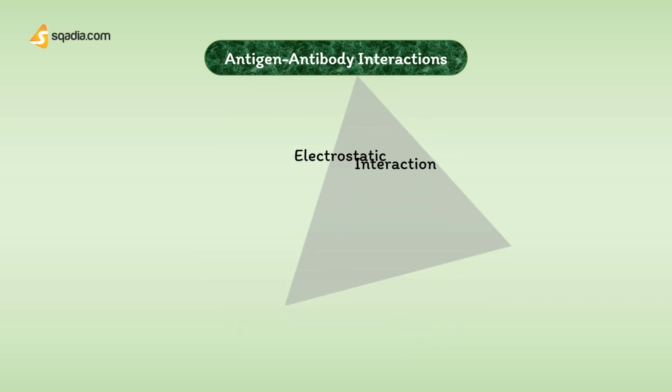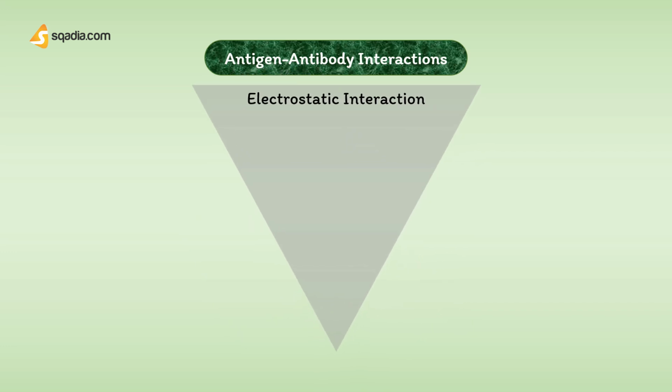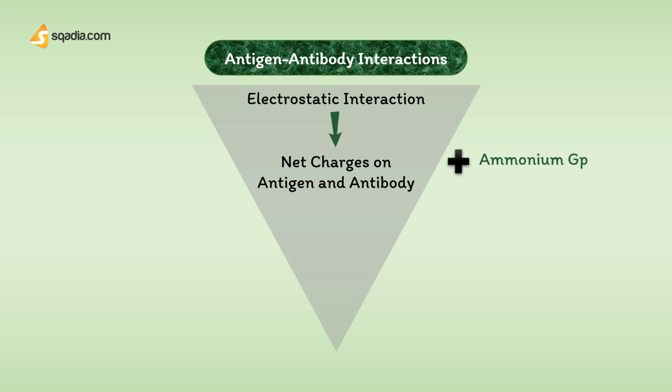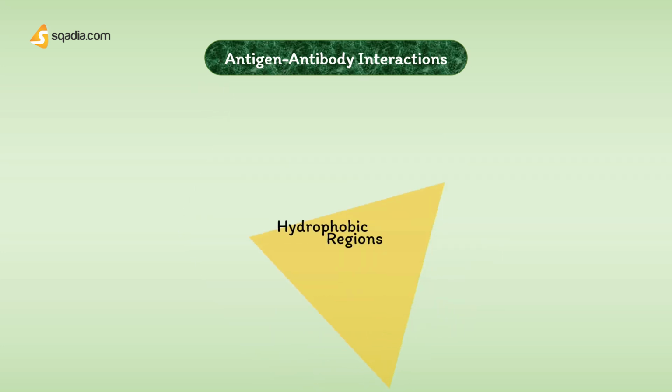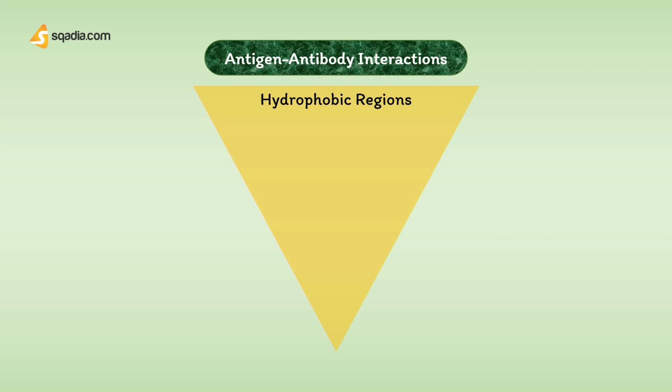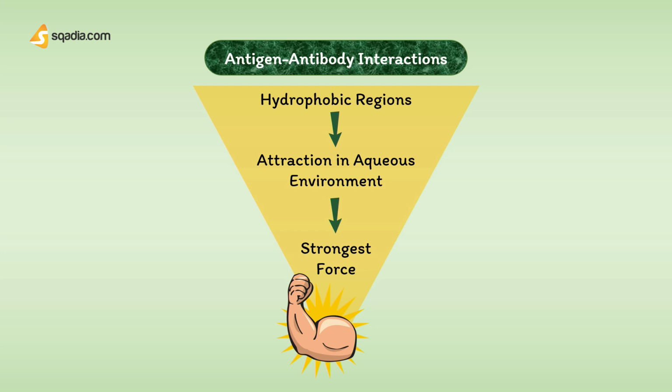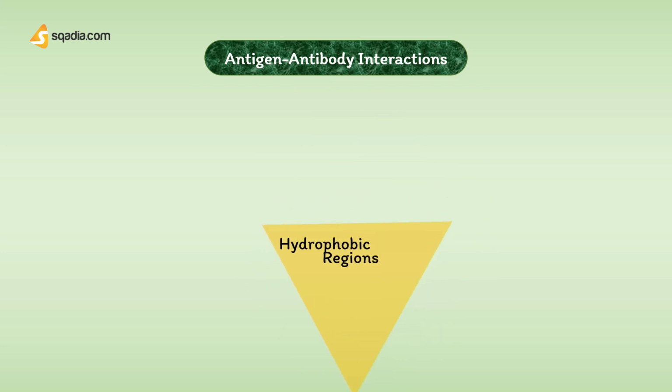When talking about the electrostatic interactions, they are between parts of an antibody and antigen molecule with a net opposite charge on both of them. The positively charged is the ammonium group and the negatively charged is the carboxyl group, and they are the strongest forces between them. Talking about the hydrophobic region interactions, they are the strongest ones. It basically repels the aqueous environment, which produces the strongest forces of interaction.